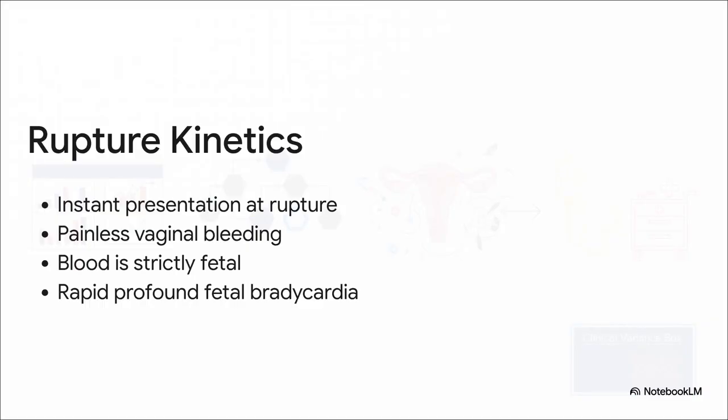The presentation is instantaneous. The precise moment those membranes rupture, whether that's artificial or spontaneous, it presents with painless vaginal bleeding. But here is the absolutely critical distinction. This blood is strictly fetal, not maternal. And because total fetal blood volume is so incredibly minuscule, this leads to rapid fetal exsanguination. You'll see it marked by profound fetal bradycardia and sinusoidal heart rate tracings.